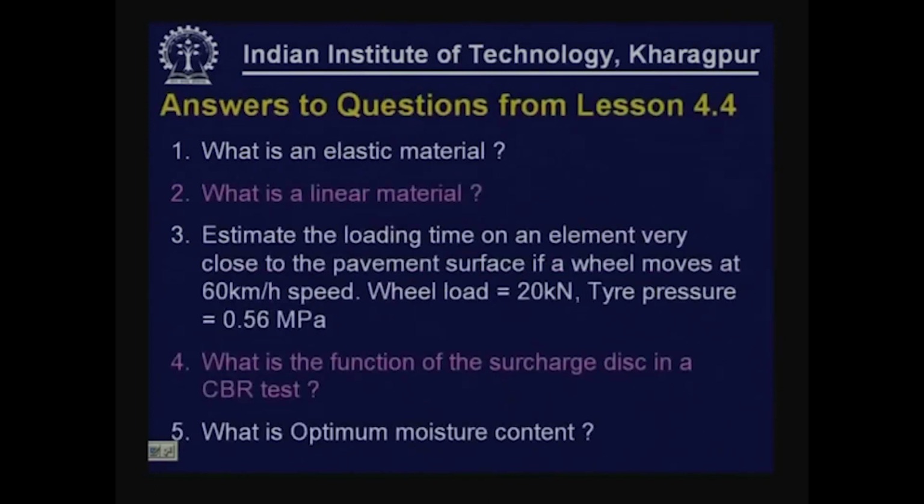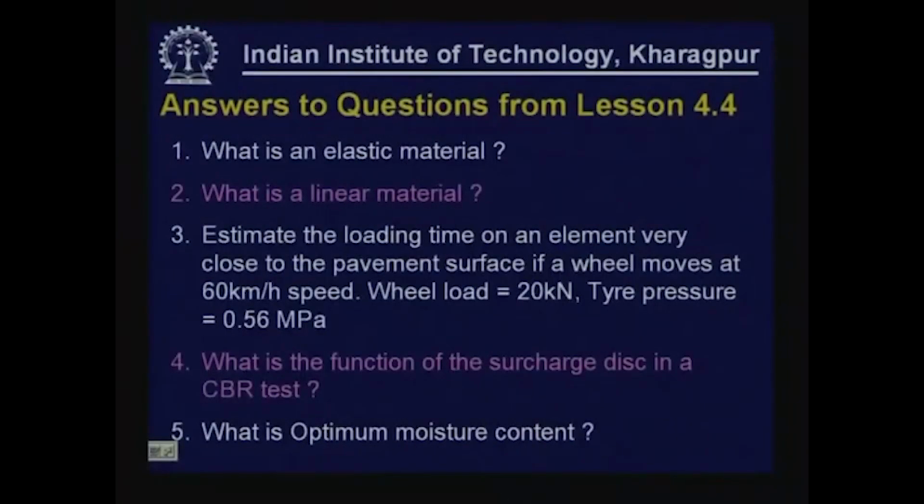Let us quickly consider the answers to the questions that we asked from lesson 4.4. What is an elastic material? Elastic material pertains to the response of the material when the load that is applied on the material is released. If the material recovers completely, that is elastic nature. The material can recover instantaneously or it can recover slowly with time. So, accordingly it can be elastic, it can be viscoelastic, it may not fully recover also. So, the recovery is considered to be elastic.